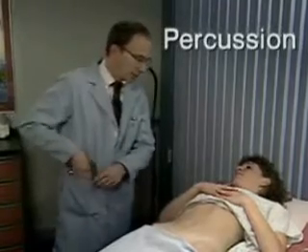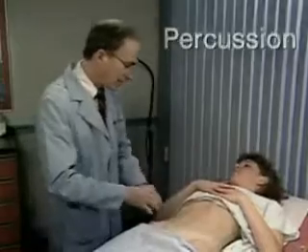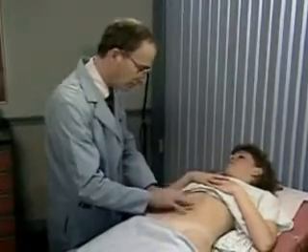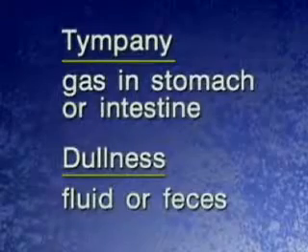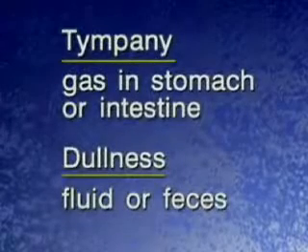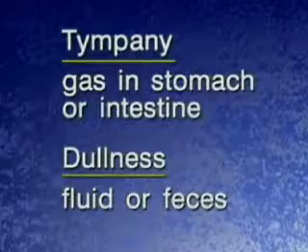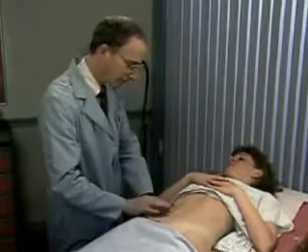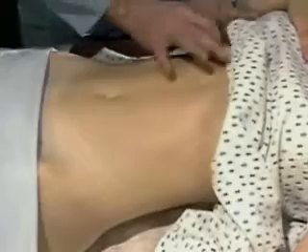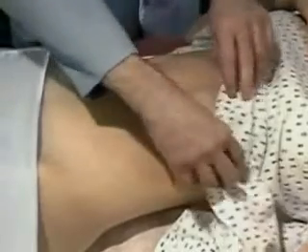Lightly percuss the abdomen to assess the distribution of tympani and dullness. Tympani indicates gas in the stomach or intestine. Dullness suggests fluid or feces. Note any large area of dullness that might suggest a mass or enlarged organ. Briefly percuss the lower anterior chest. On the right, liver dullness is usually present. On the left, you may hear the tympani of the gastric air bubble.